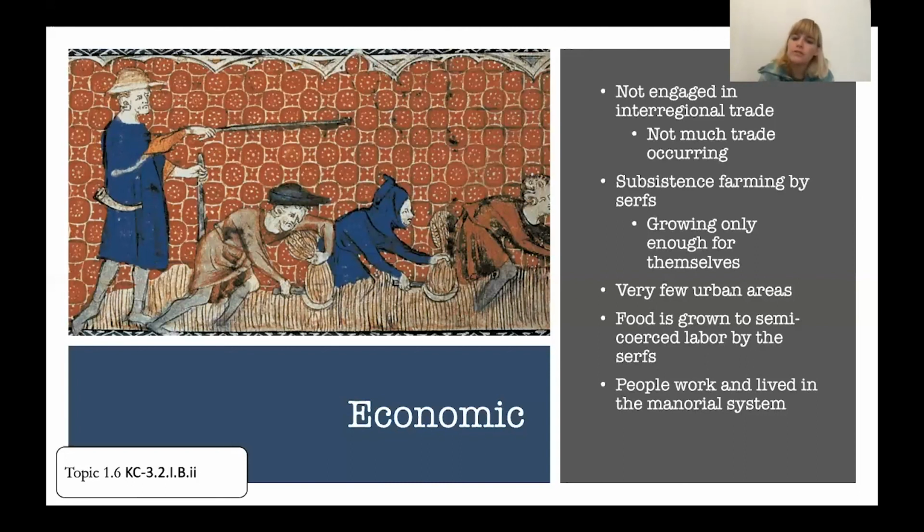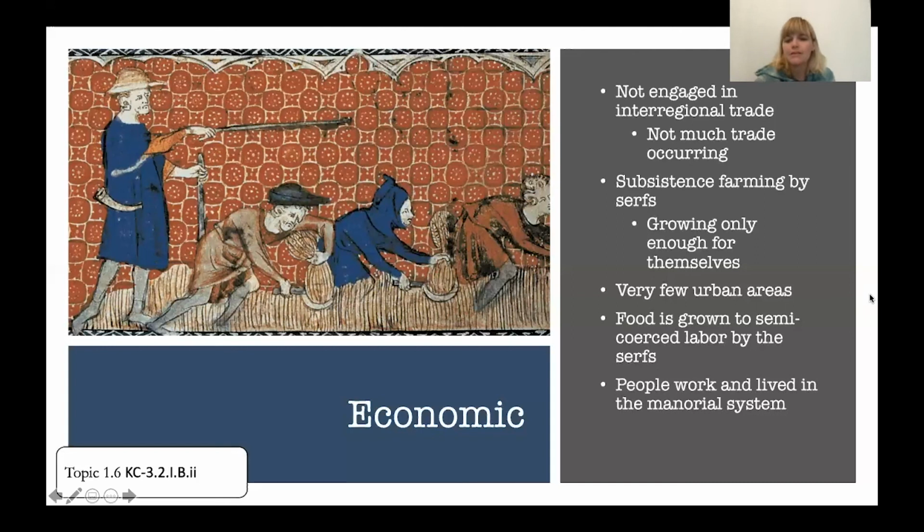Okay, food is going to be grown by these people called the serfs. Okay, now it would be unfair to call the serfs enslaved peoples, okay, or slaves, because technically the serfs did have some level of freedom that enslaved peoples maybe didn't have. However, serfs were tied to the land. Where you were born, you had to stay. You were required to be a worker to the owner of a manor if you were the serf on this farming area. Okay, so people are going to work and live on this manor system.